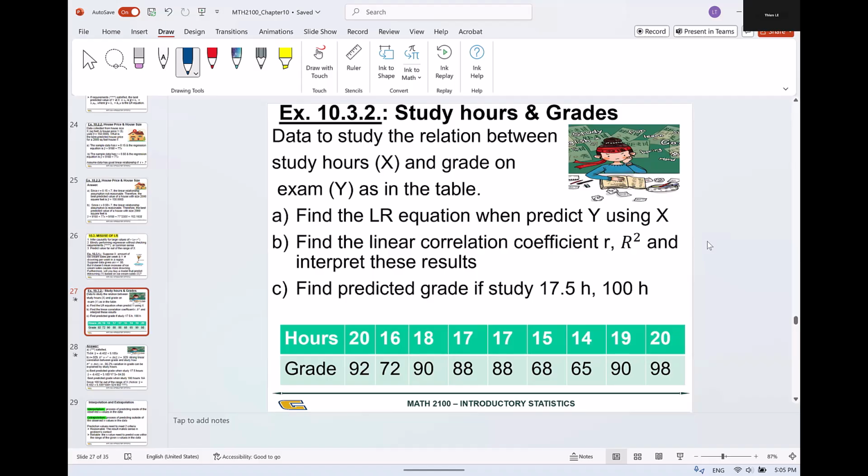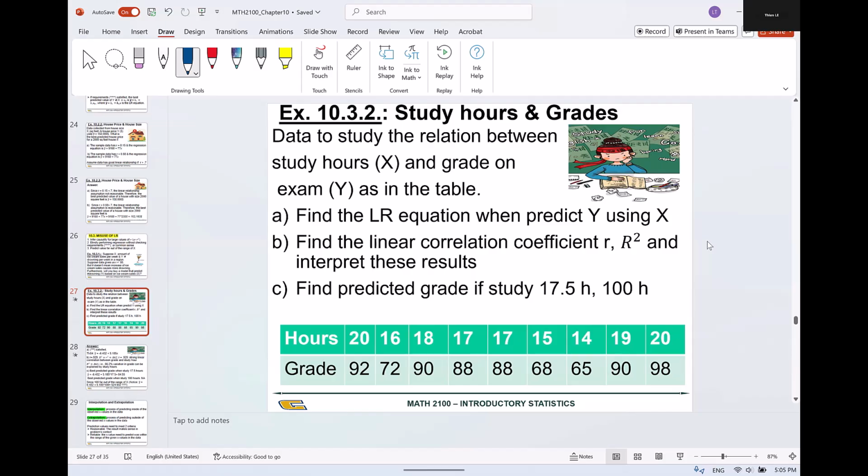So again, you can plug into your TI the hours in the L1 list, up to 20, 16, 18, 17, and so on. And the grades, 92, 72, 90, and so on, for the Y list, which is the L2 list. And then you perform the linear regression.